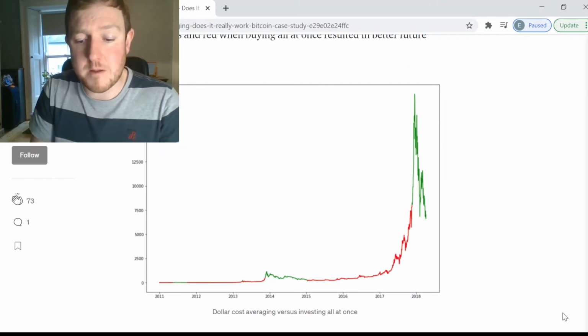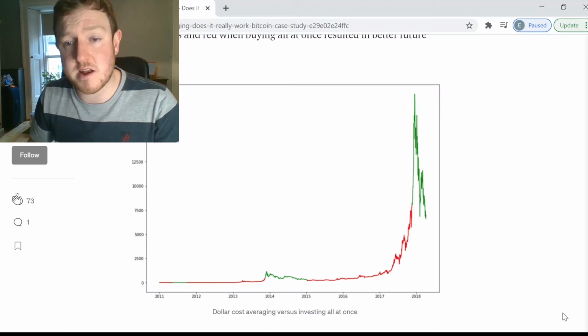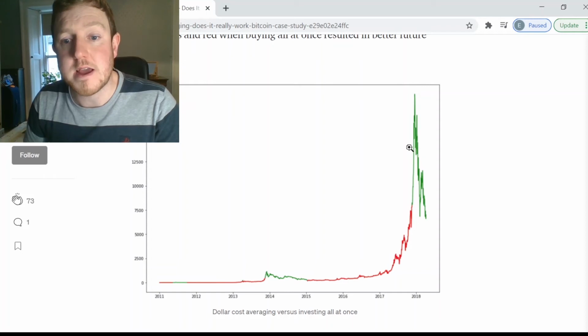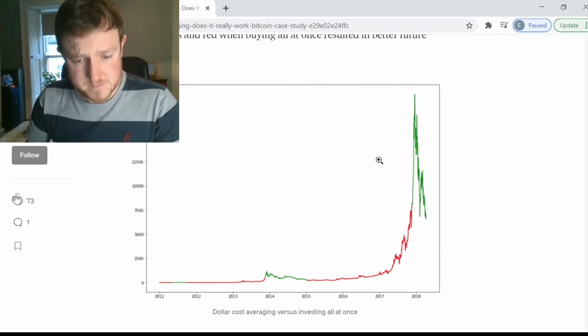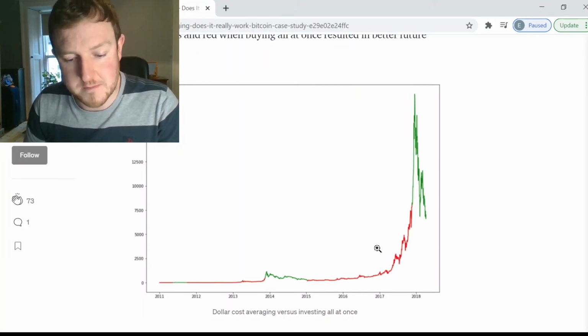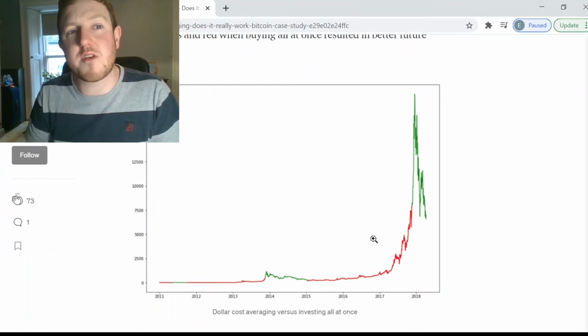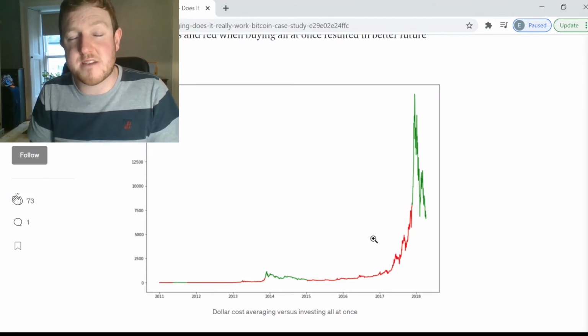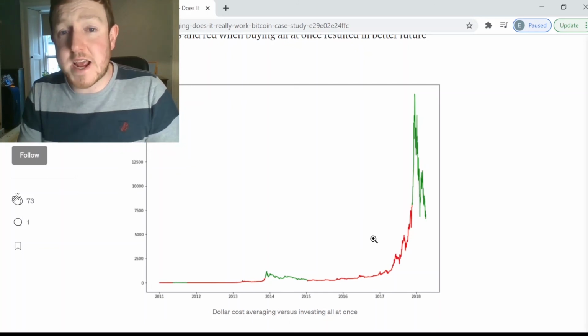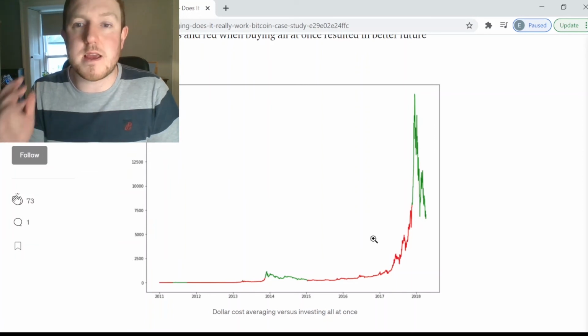From this chart, you can see any section highlighted in green is where dollar cost averaging has outperformed lump sum investing as a strategy. And vice versa, any section highlighted in red is where lump sum investing has outperformed dollar cost averaging. This really highlights that dollar cost averaging is only really an effective strategy when Bitcoin is in a state of high volatility, reaching its all-time highs and starting to crash. In that kind of situation, dollar cost averaging outperforms lump sum investing. You should take this into consideration if you're deciding to implement this strategy.